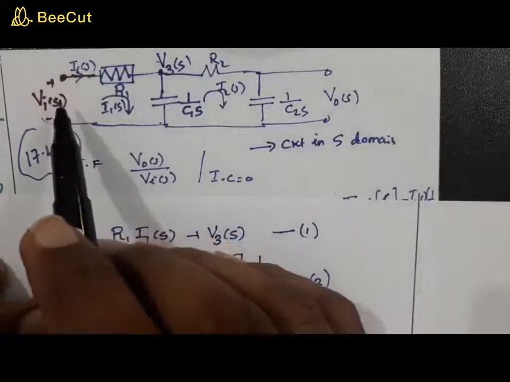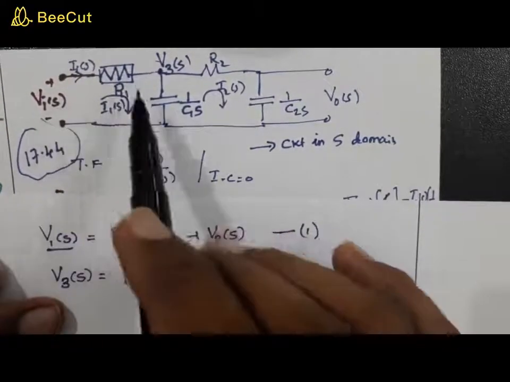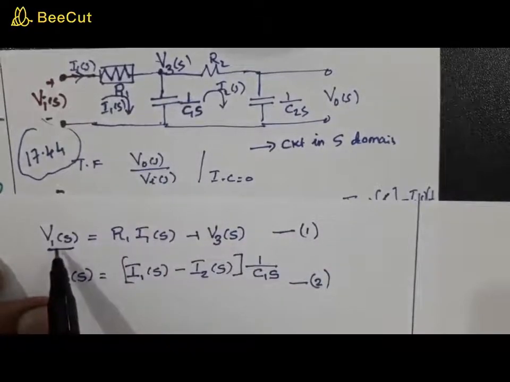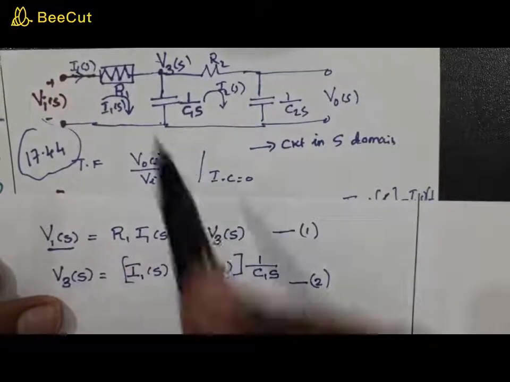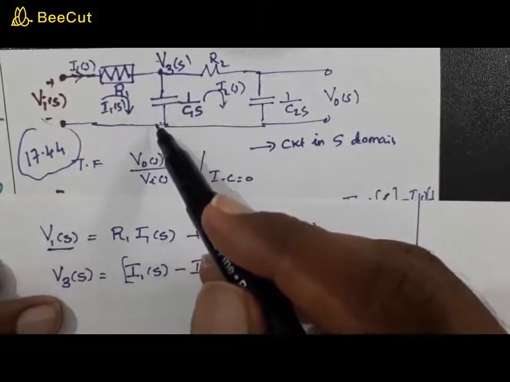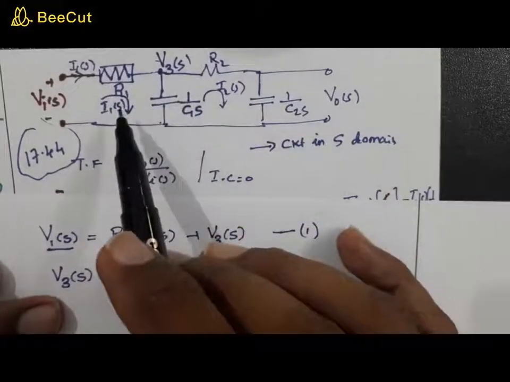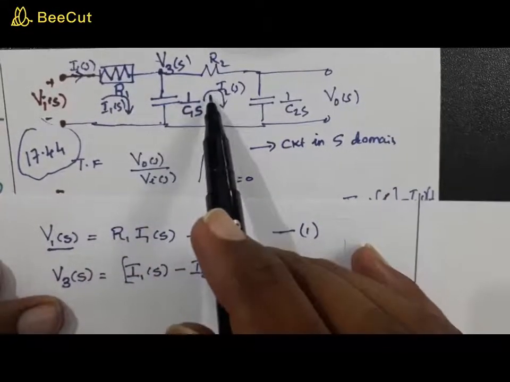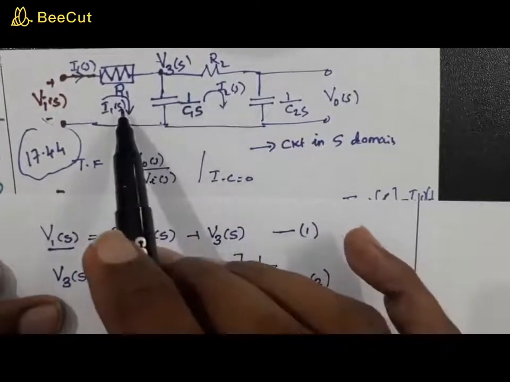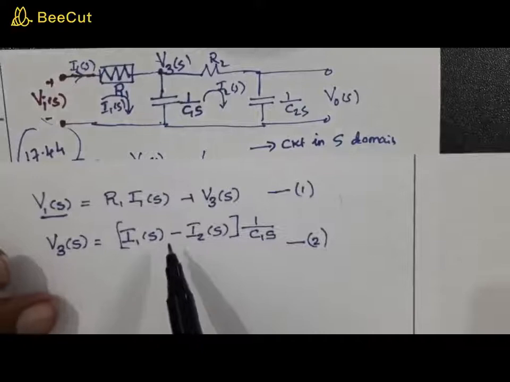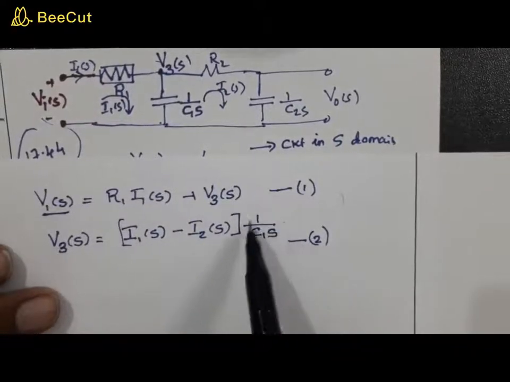Okay, the first and the primary equation that you get is from the first mesh. When applying KVL, you will get an equation like this: V1 of S is equal to R times I1 of S plus V3 of S. So what is V3 of S? Through the capacitor you have two currents, I1 of S and I2 of S. We know that they are in opposition, I2 of S in opposition to I1 of S. So I'm using I1 of S minus I2 of S into 1 by C1S.